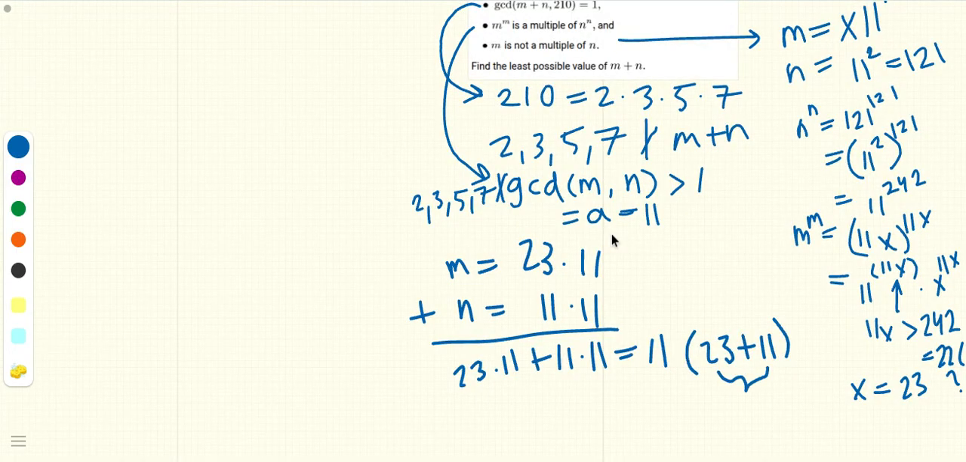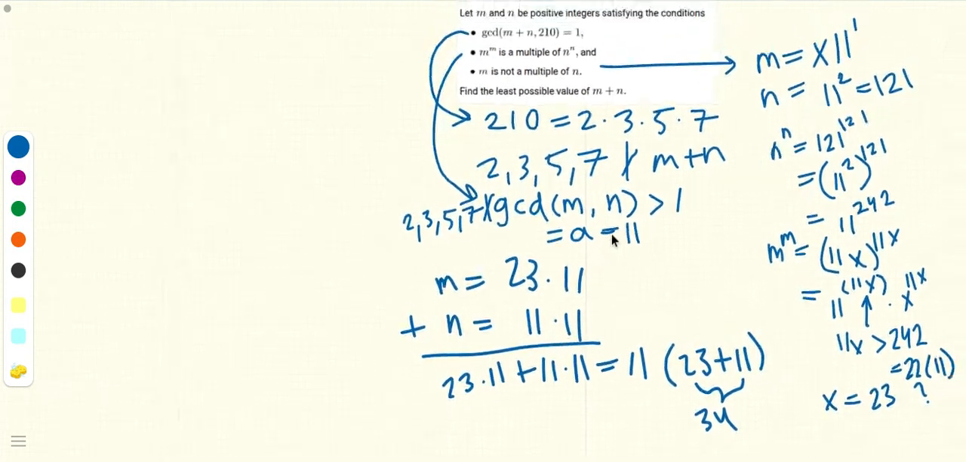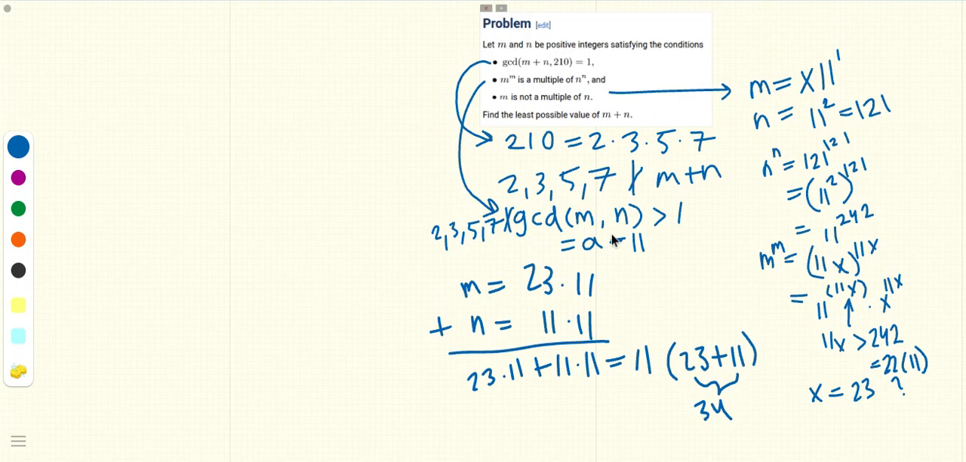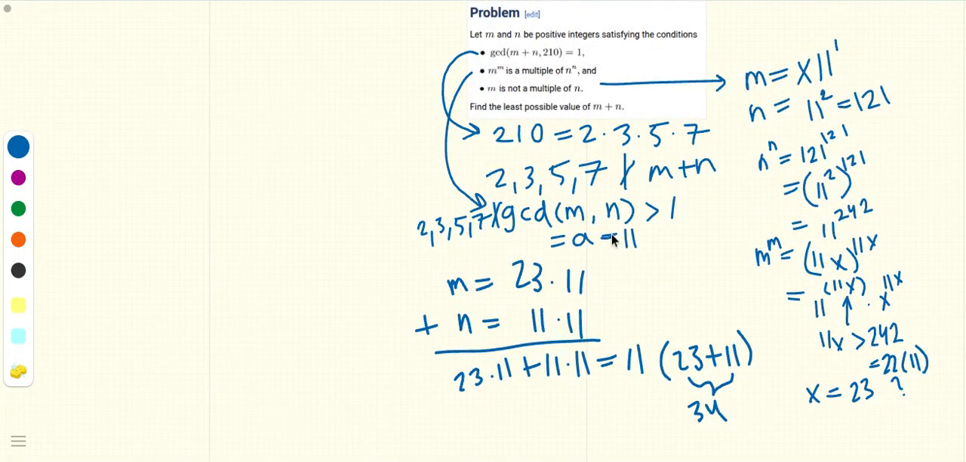But this turns out to be a multiple of 2 and 3. Wait, sorry. Oh, that's 34. It turns out to be a multiple of 2. So this does not work because we're not allowed to have that for m plus n. So then what can we do? Well, we know that we can test out any number greater than 23 because that will still keep the exponent greater than 242 and it will satisfy restrictions 2 and 3. We're just worried about restriction 1 right now.